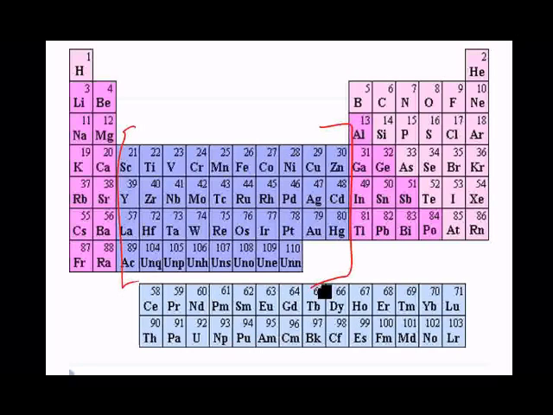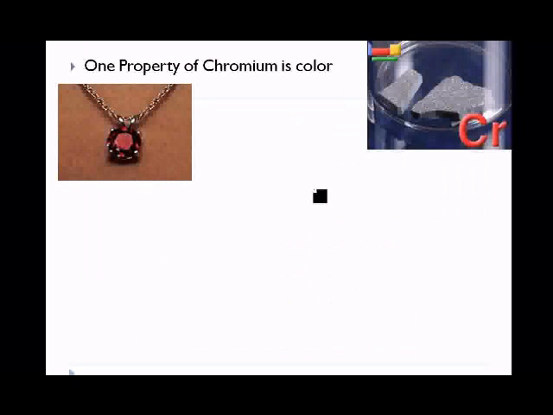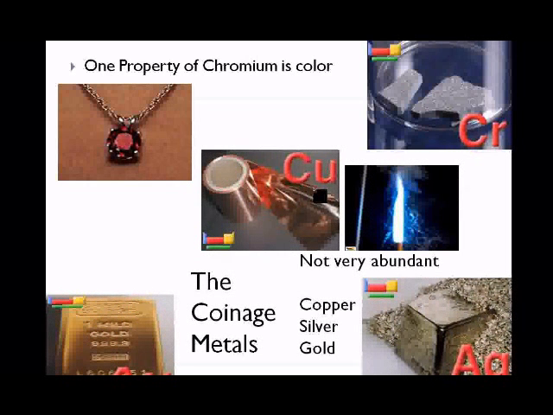If you notice, some of our precious metals like platinum and gold and silver are here. One of the properties of chromium is its color, and it's this silver-like color that's used to make jewelry. Our coinage metals, they're not very abundant. These are things like copper and silver and gold. Notice copper actually burns blue during a flame test.